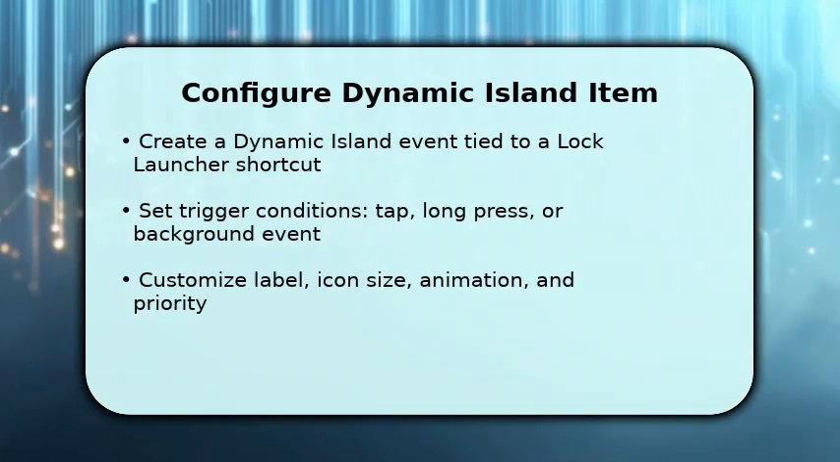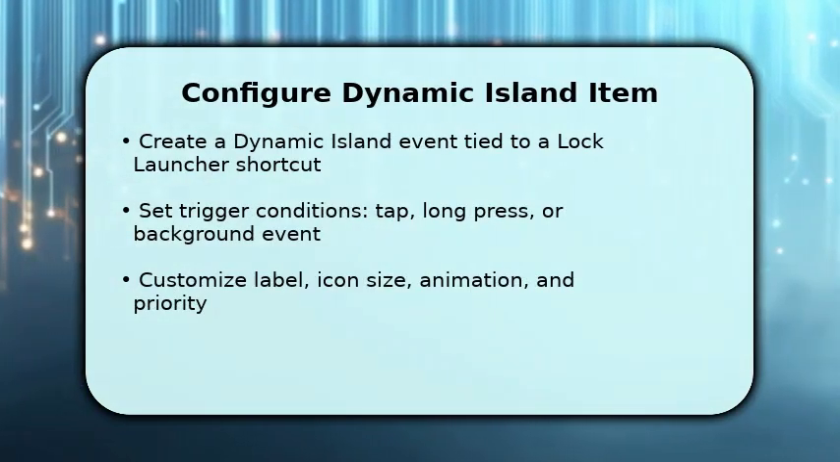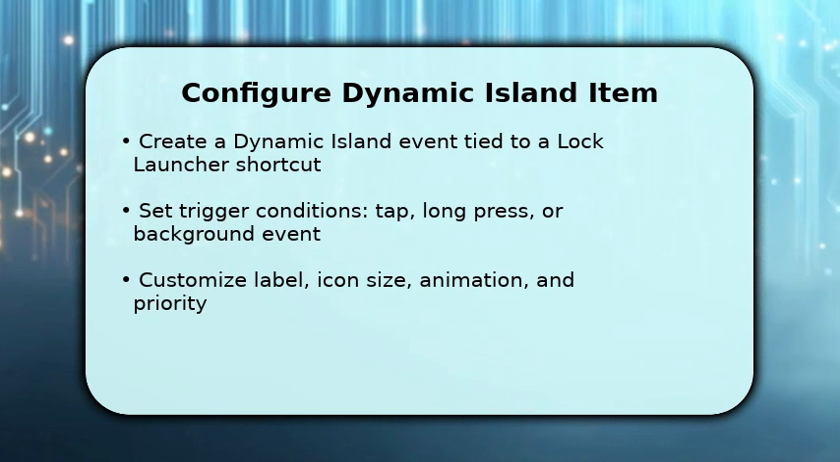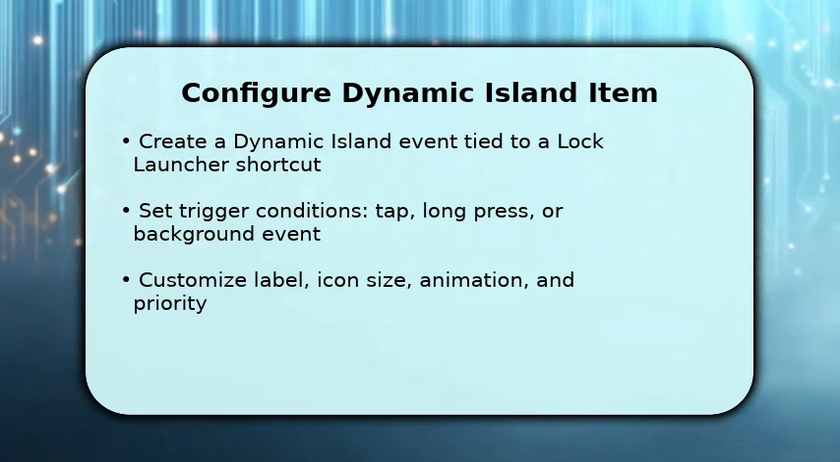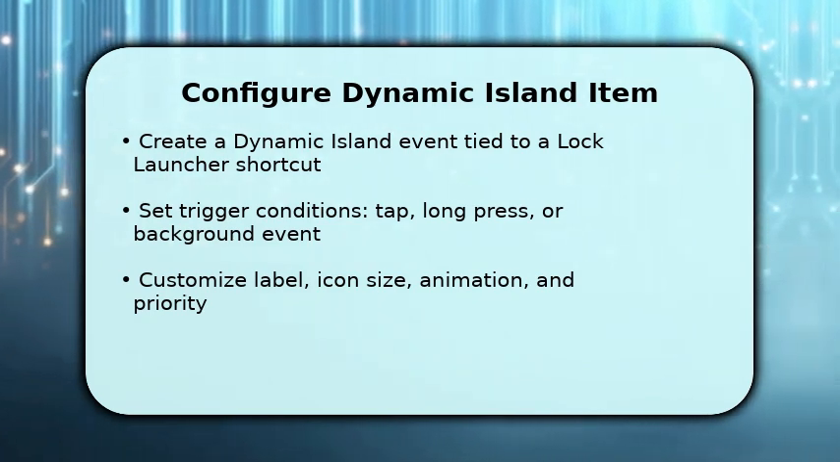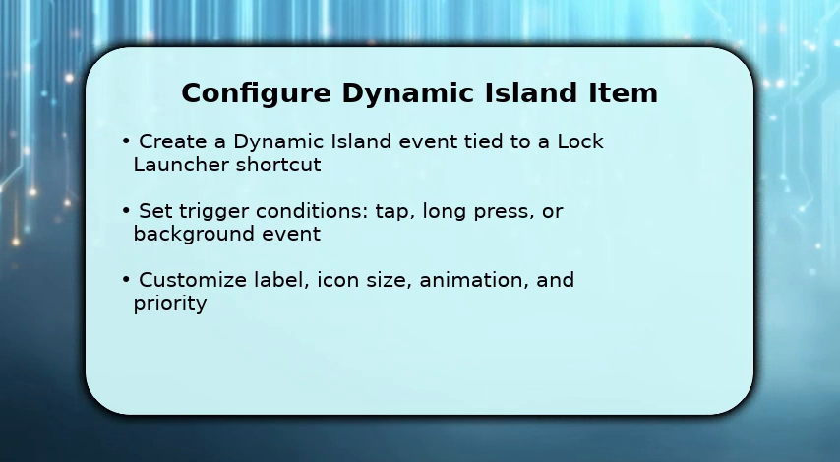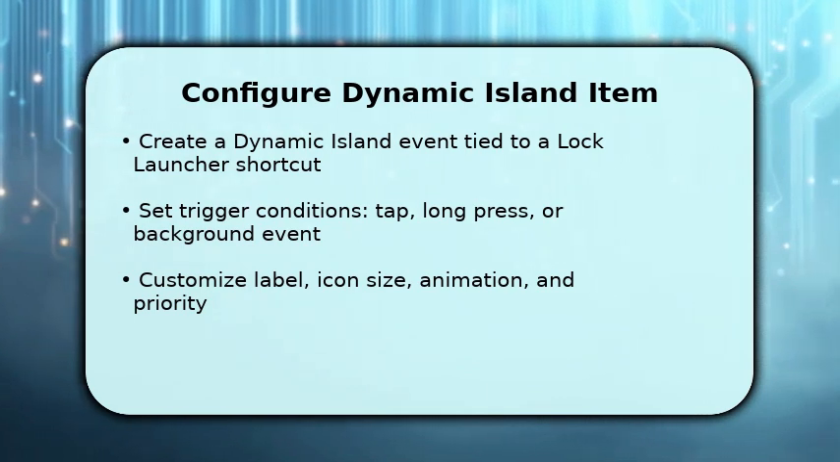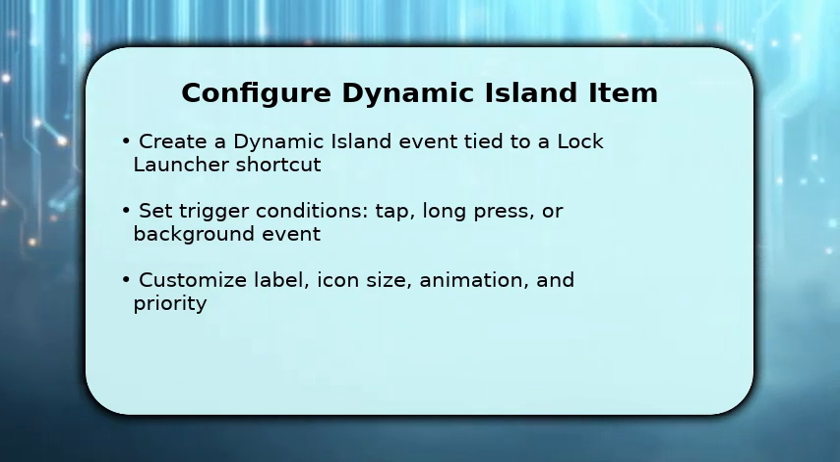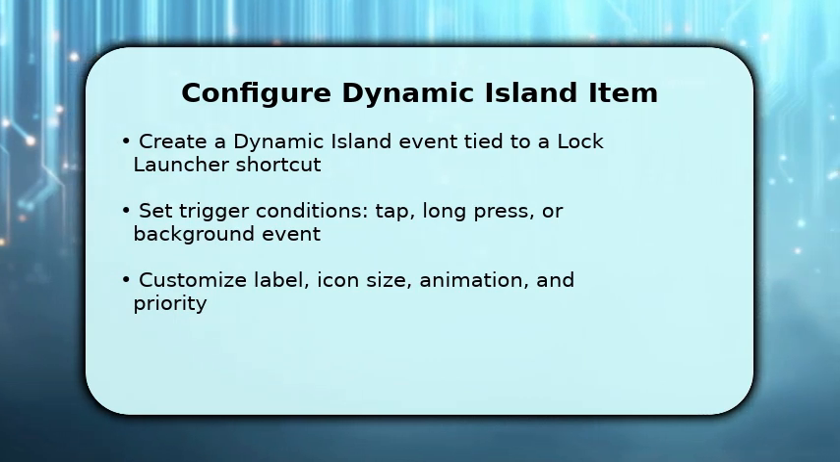Now you configure the Dynamic Island entry for your shortcut. Open Lock Launcher's Dynamic Island settings and choose New Island Item. Assign the Lock Launcher shortcut you prepared, then pick the trigger type. Tap for immediate launch, long press for secondary actions, or a background event if you need passive updates.